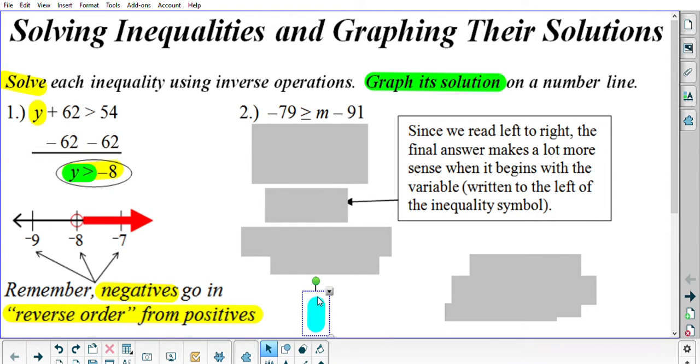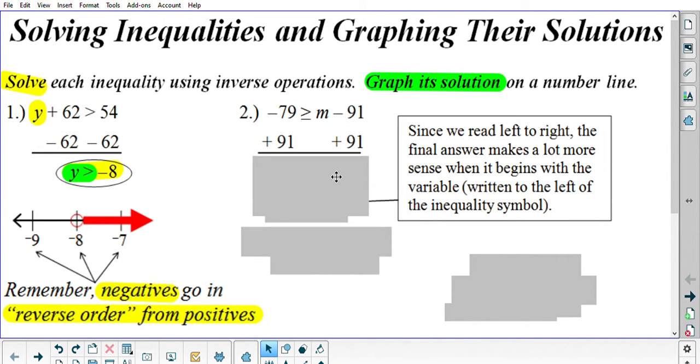Problem number 2, we would ask ourselves what's happening to the variable. Obviously, the variable you can see is being subtracted by 91. So we're going to do the inverse, which is to add by 91 on both sides. The right side, if you made subtraction adding the opposite, you would have negative 91 plus 91, which just gives you the m by itself. The left-hand side, you would subtract in your head or maybe off to the side or maybe even use a calculator. That's going to give you positive 12.